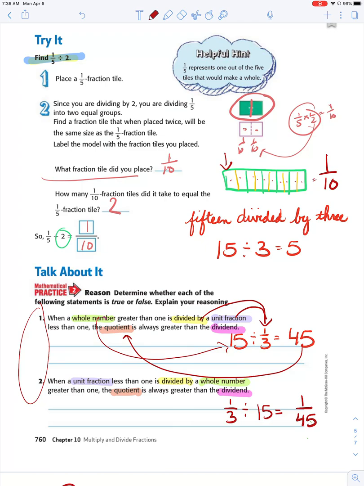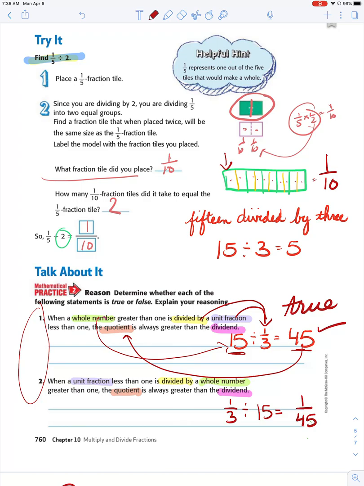And the dividend is 15. And is the quotient bigger than the dividend? It is, this statement is a true statement. This will always happen. When you're dividing a whole number by a unit fraction, you're always going to get a quotient that is larger than the dividend.